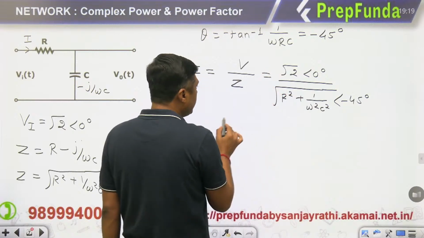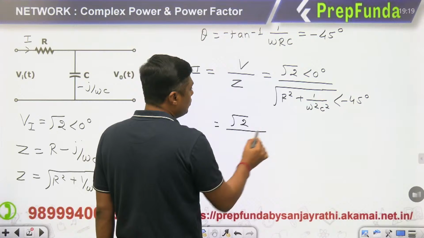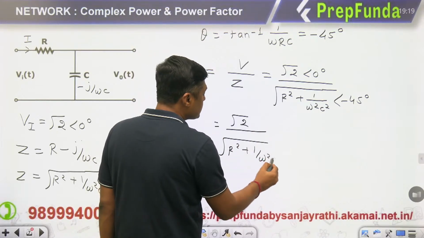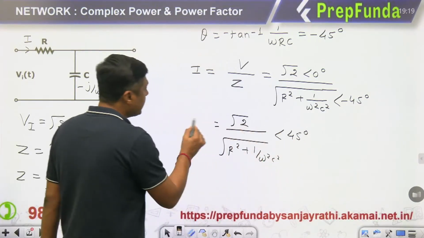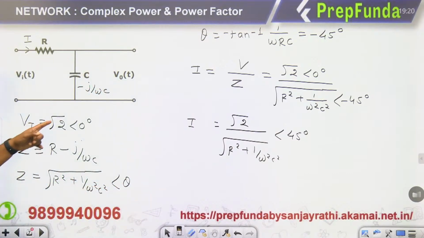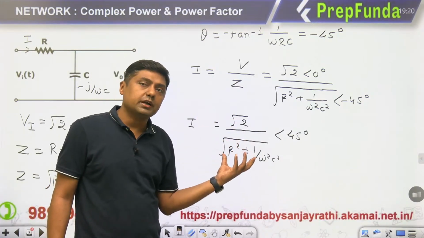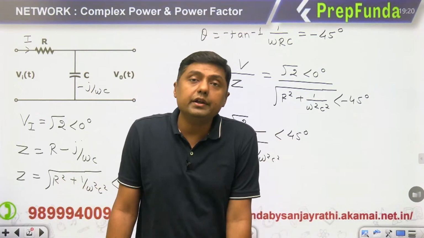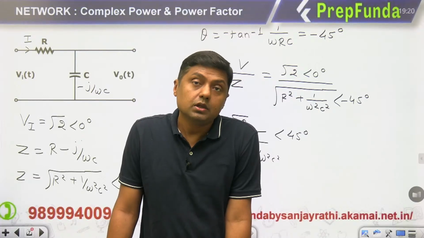Now, you can get the magnitude if the value of R is given, value of C is given. Then you can find the magnitude root over R square plus 1 by omega square C square, and angle is 45. So what about the current and voltage? The voltage phasor is root 2 angle 0, and current phasor is root 2 divided by something, that is the magnitude of the current, but current leads the voltage by 45 degree. Current will lead the angle by 45 degree, and that's why it is called leading circuit.